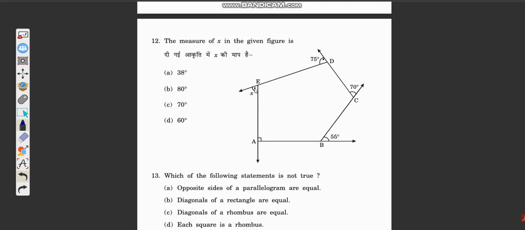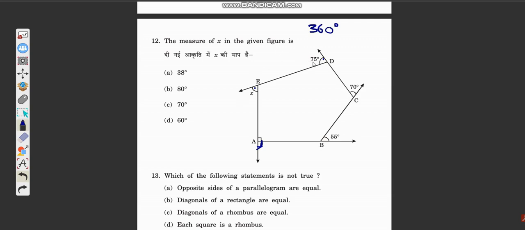Find the value of x in the given figure. Here this is a polygon, and all exterior angles are given. This is exterior, this is exterior. Here the exterior angle is not given, but this angle and this angle are a linear pair. If this is 90, this is also 90 because the linear pair is 180. And this is an exterior angle, this is an exterior angle. We know that in any polygon the sum of exterior angles is 360 degrees. So add all these angles and subtract from 360 to get x.